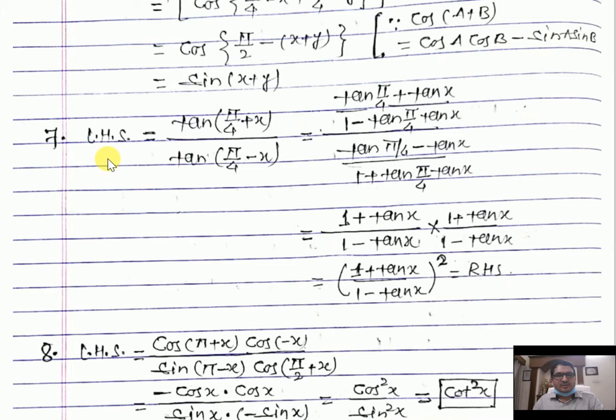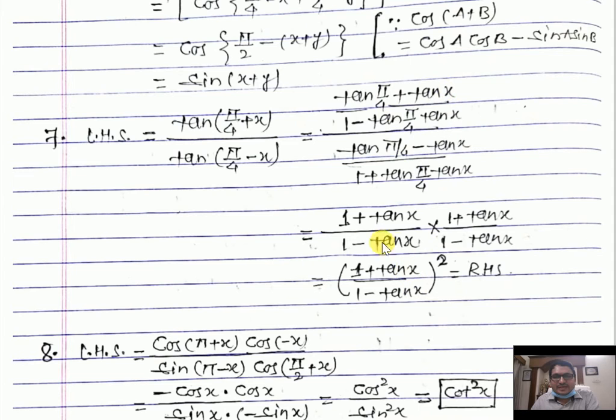Question number 7. Left hand side given tan(π/4 + x) upon tan(π/4 − x). We have to prove (1 + tan x) upon (1 − tan x) whole square. Very simple, you have to apply the formula tan(a + b), so (tan a + tan b) upon (1 − tan a tan b). Denominator, it's tan(a − b), so it will be (tan a − tan b) upon (1 + tan a tan b). So tan π/4 is what?